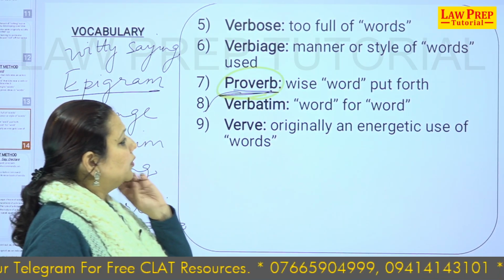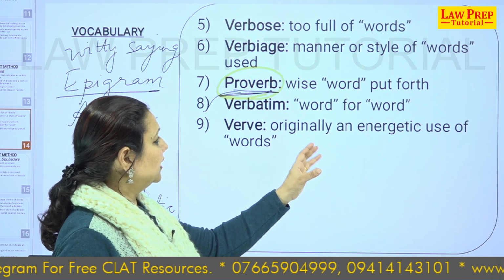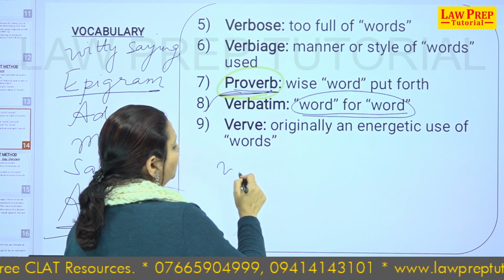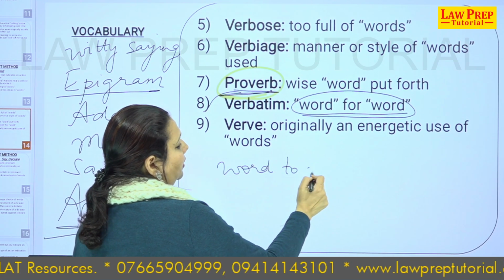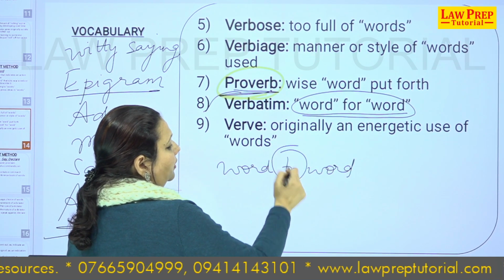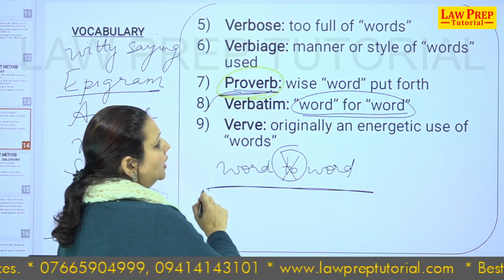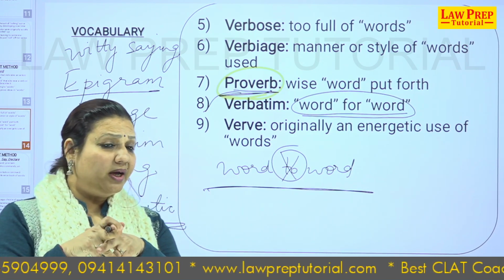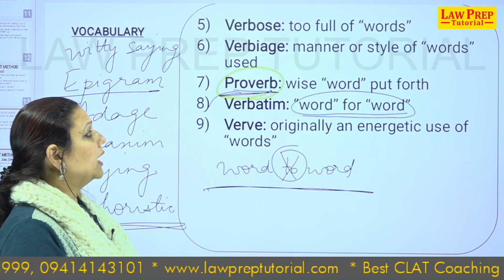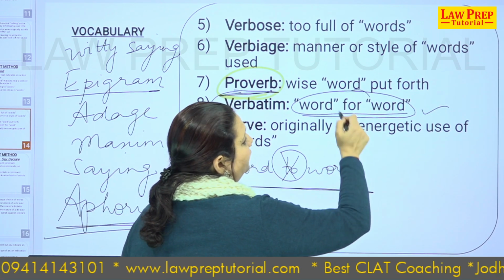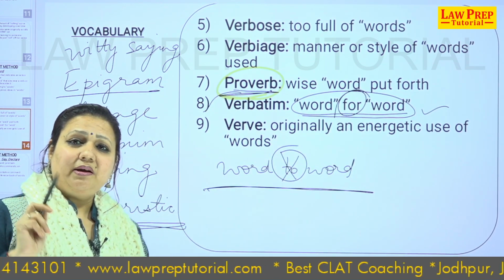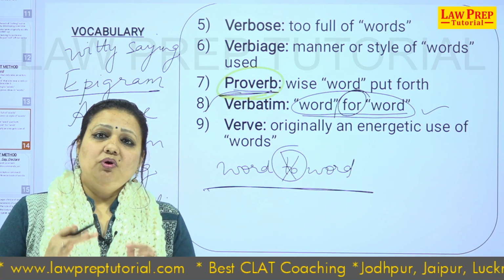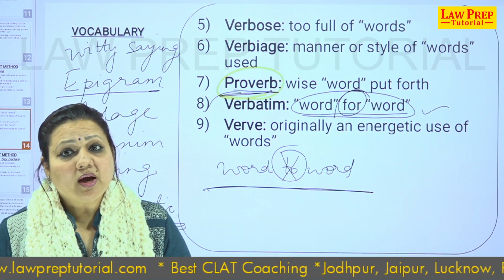Verbatim is word for word, and verb is originally an energetic use of words. Please note there is a grammatical error sometimes people make. They speak word to word. No, this is not correct. You use word for word. If you are copying one to the other, it is word to word. But otherwise, what is it? Word for word, and we use this as an important preposition, word for word. See, grammar, vocabulary and things are interconnected, and they go hand in hand. So you also have to keep this in mind, and you have to follow the same.